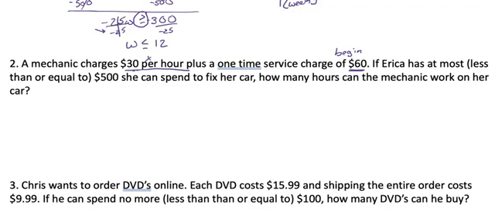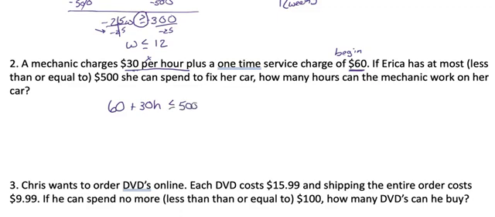If Erica has at most, means less than or equal to, right? That's the top amount she can get to, is $500 to spend to fix her car. How many hours can the mechanic work on her car? Okay, so he's going to charge her $60 just to begin working. Then he's going to charge her $30 for every hour, so 30H, 30 times H, that's each hour that he works. And has to be less than or equal to $500.